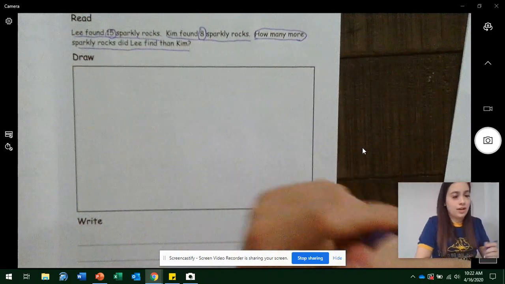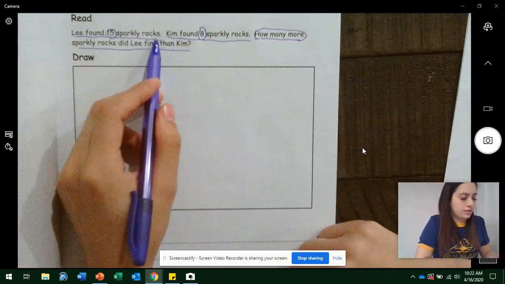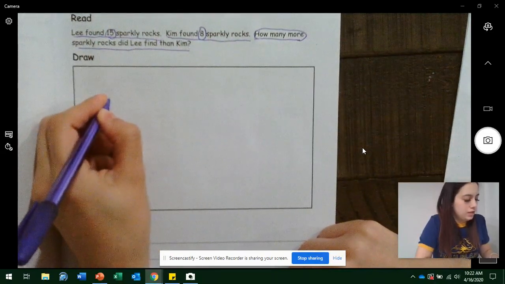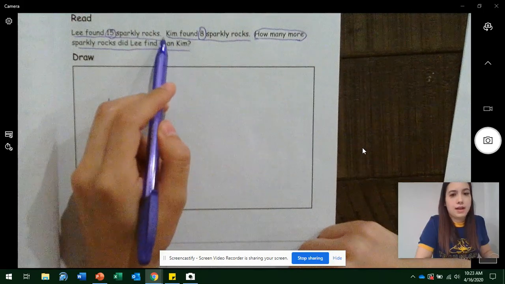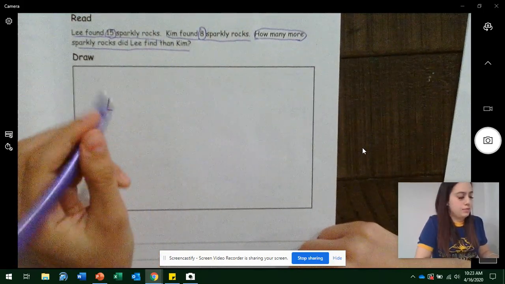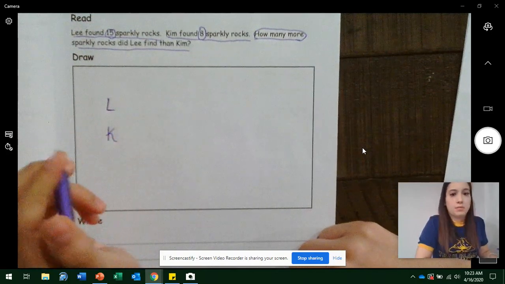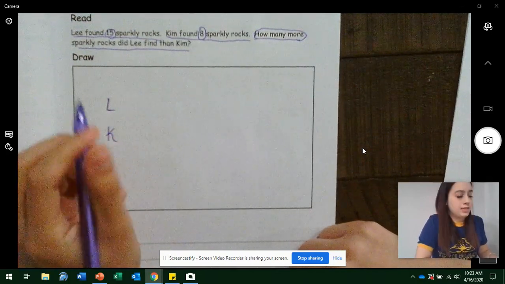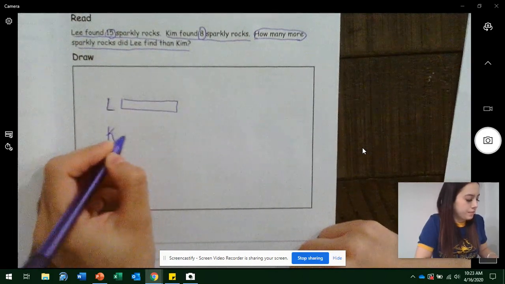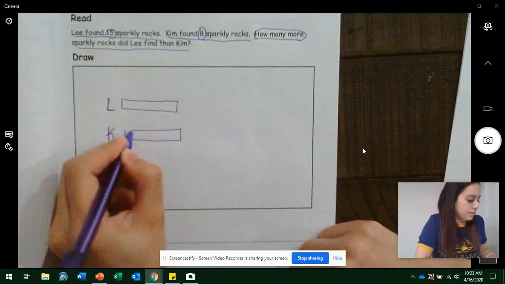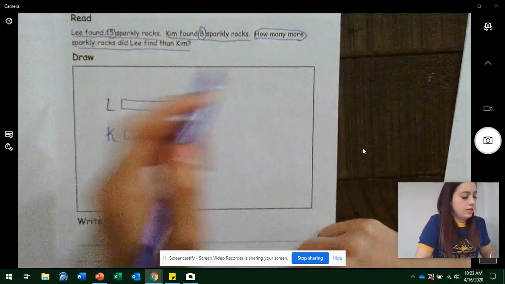Okay, so let's draw it out. Lee found 15 sparkly rocks. Let's do an L for, who's the story about? Lee and, get ready, Kim. So we're going to do an L for Lee and a K for Kim. Remember, we draw two equal size tapes. So I draw, you draw. Awesome. And now we're going to input the rest of the information.